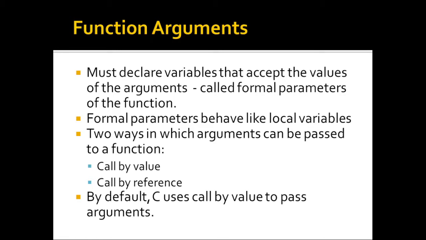And there are two ways in which arguments can be passed to a function. These are call by value or call by reference. By default, C uses call by value to pass arguments.